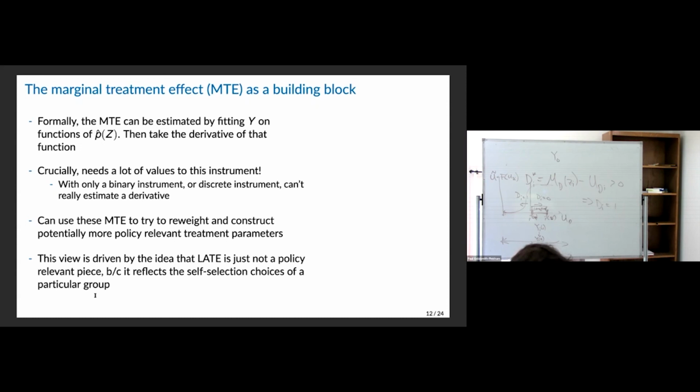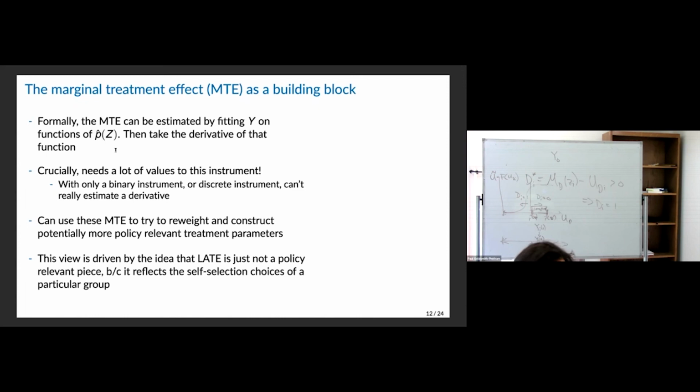Once you start thinking about it this way, say Alvaro did this, you could talk about what the local average treatment effect is in different places. What does it look like? You could reweight and construct other types of policy relevant treatment parameters and talk about what the curves look like. And a lot of this view in this MTE literature, I had planned to talk briefly about it.